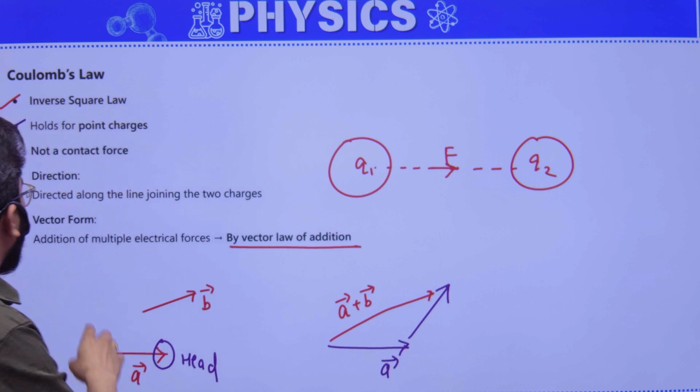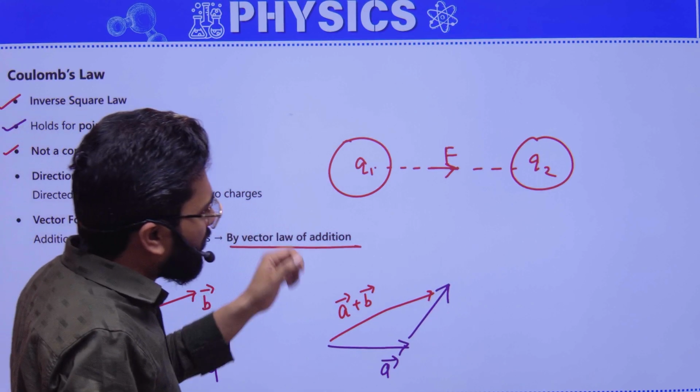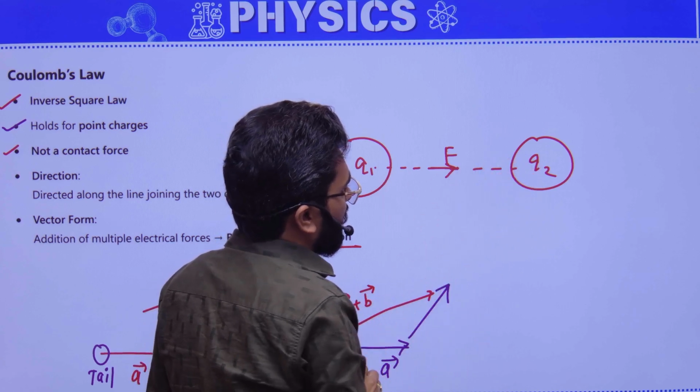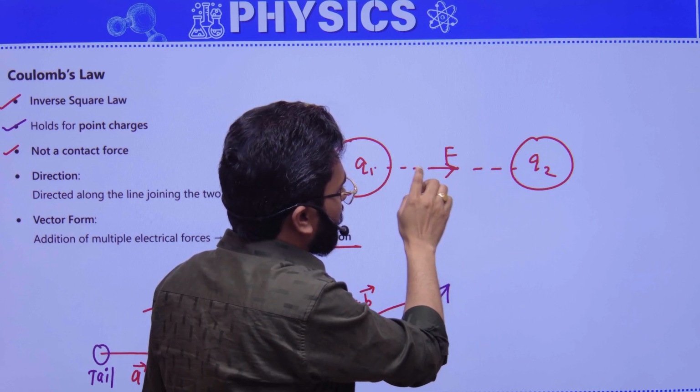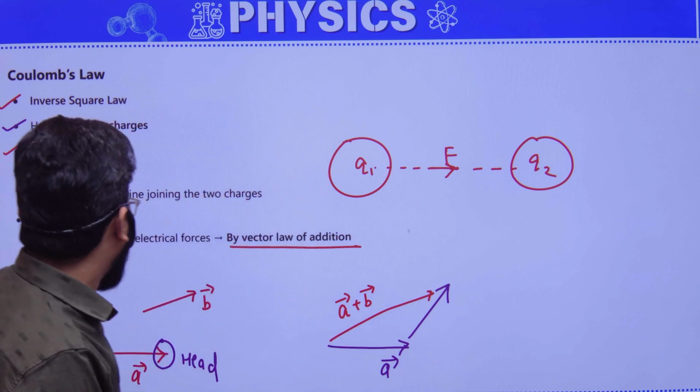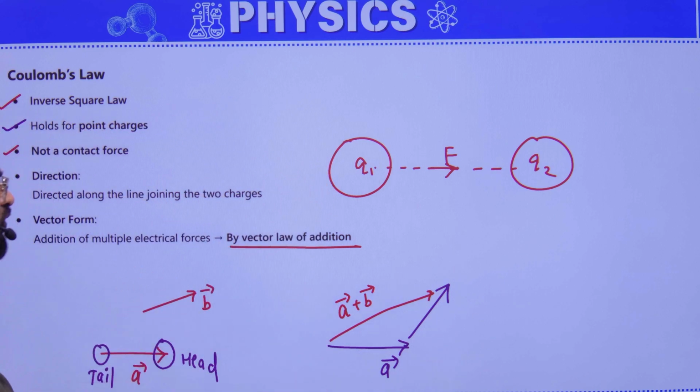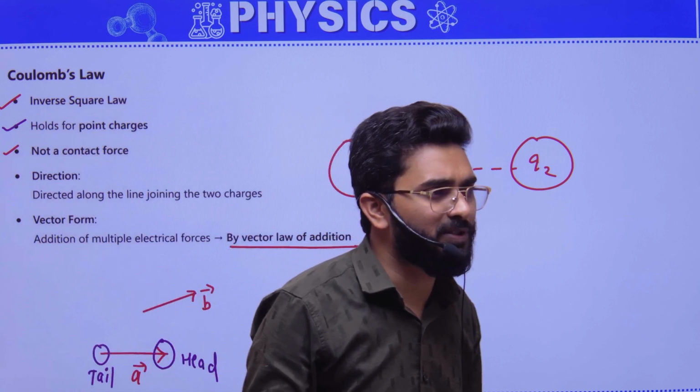Okay, and then direction. When we join the centers of the two charges, it gives the direction of this force. And then vector form, very simple. You know, by the vector law of addition in basic physics.